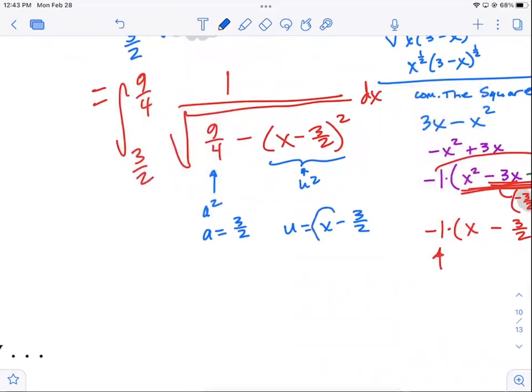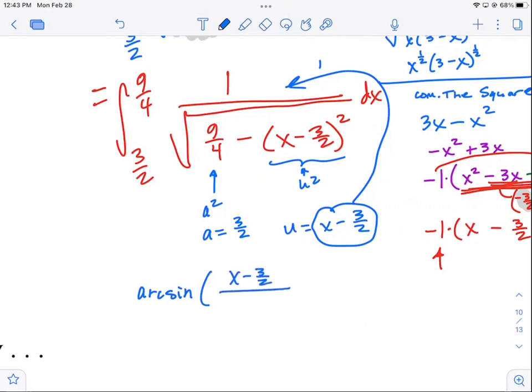And now we check, right? Don't forget this part. What's the derivative of u? The derivative of x minus 3/2 is 1. Are we off by anything? Nope. So we go straight to the antiderivative. There's no correction. Is there a 1 over a in front? Nope. So this one is just arc sine of u over a, so it's x minus 3/2 all over 3/2. No plus C needed, because now we're evaluating it from 3/2 to 9/4. This one is fun.